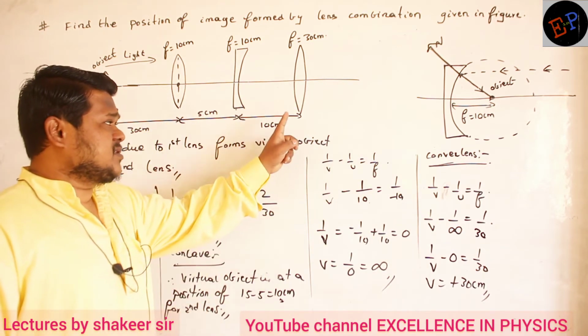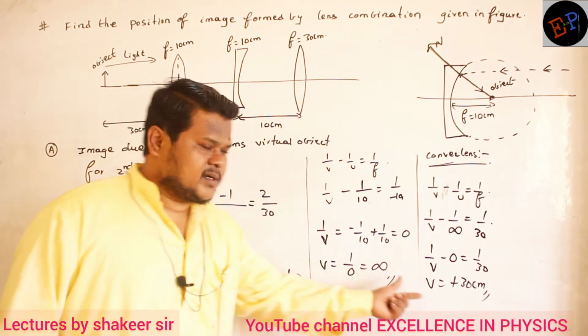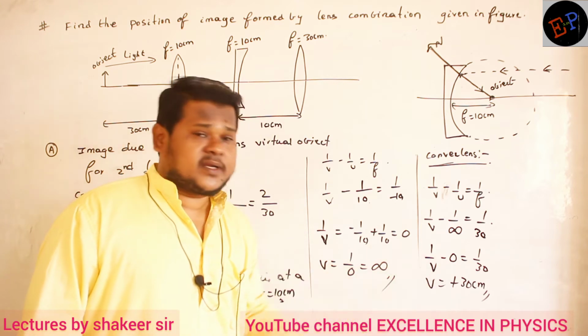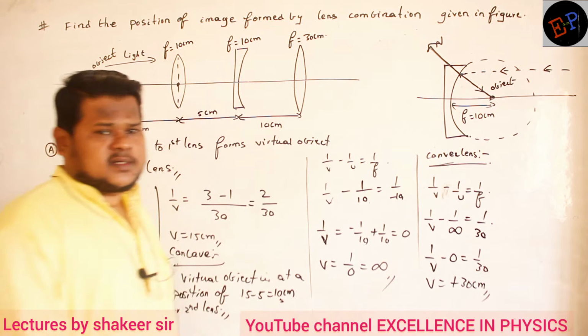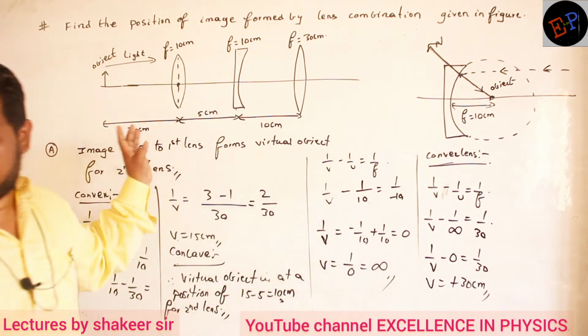So therefore, because of the third lens, where will the image be created? The image will be created at plus 30. Are you able to understand now? So what does plus 30 indicate? Plus 30 indicates that the image is present on the other side of the lens. So this is my final answer. Are you able to understand how we are calculating?